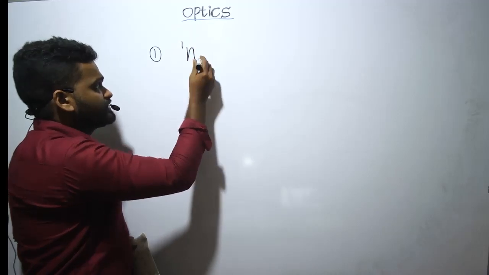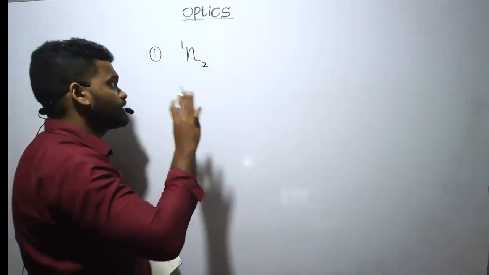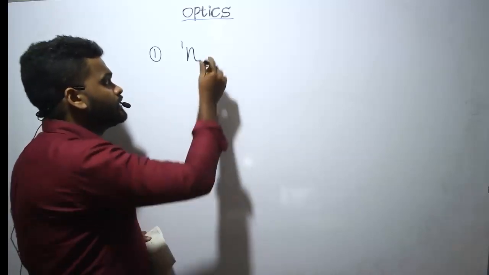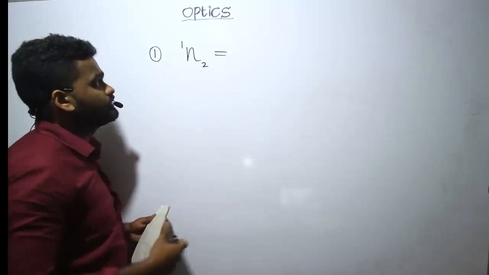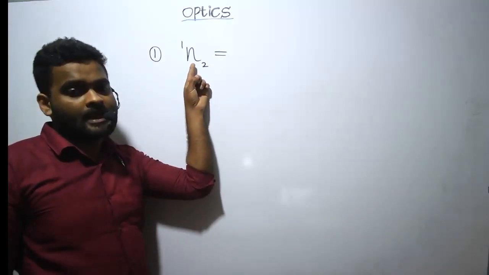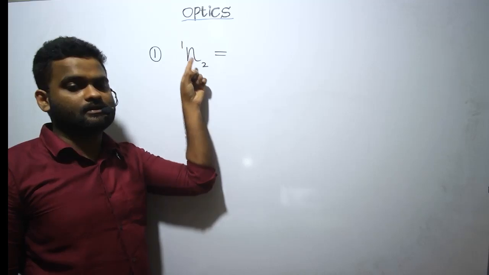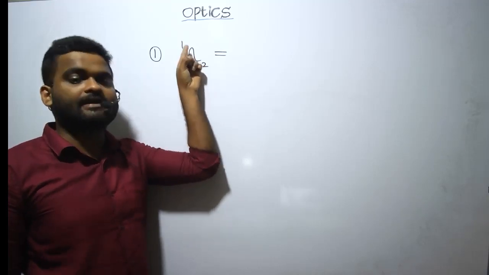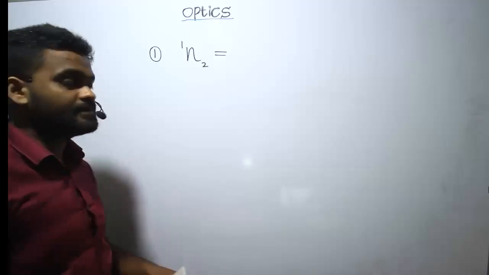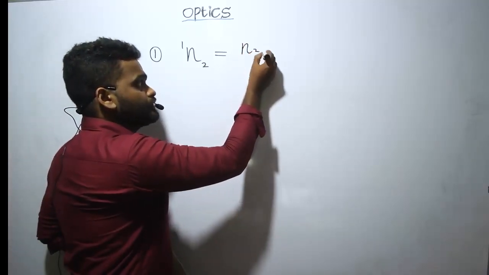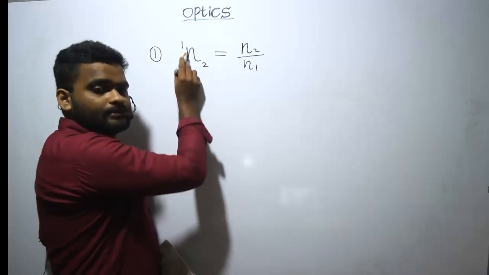So at the end of this session, you will be able to do all the past paper questions, right? So you have to carefully pay attention here, right? So what is this? N1,2. How do we say this? Refractive index of medium 2 relative to medium 1. Medium 2 relative to medium 1. That's how we say that. So we can write this like this, right? N2 divided by N1. So this is a relative refractive index.